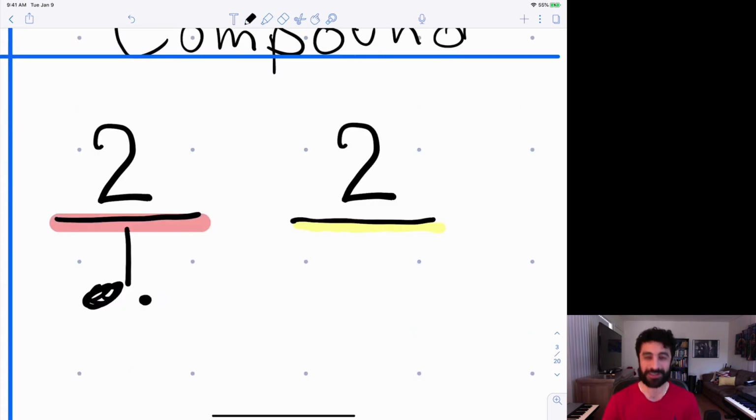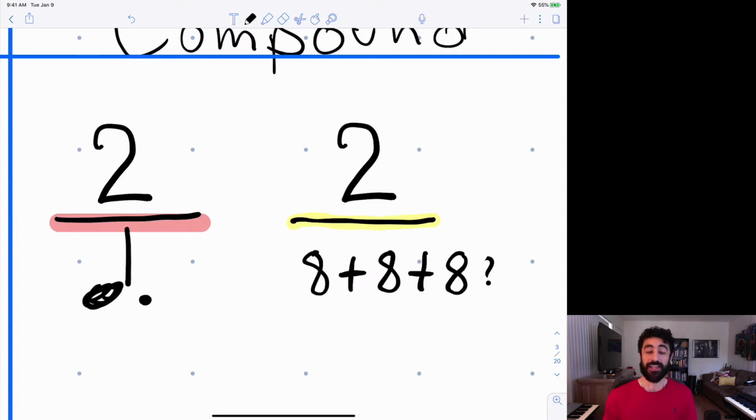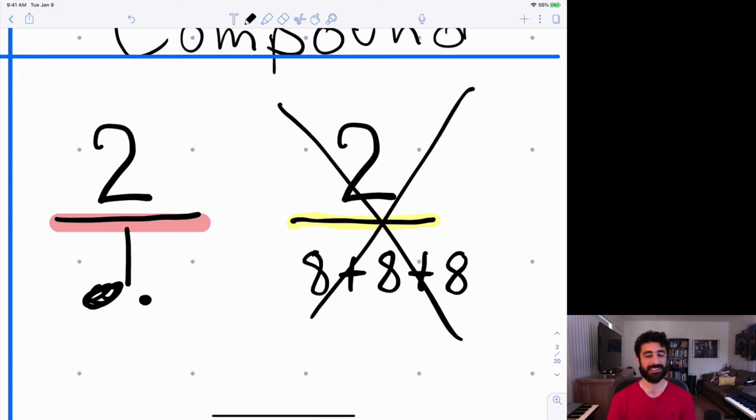We have the 2 representing the number of beats. What should I put on the bottom? What do you think? 4 and a half, because it's a dotted quarter note. 4 plus 8, because it's the equivalent of a quarter note plus an 8th note. 8 plus 8 plus 8, because it is the same as having 3 8th notes. So this comes with a lot of problems. This comes with trouble. This doesn't seem like a good way to represent compound time signatures.